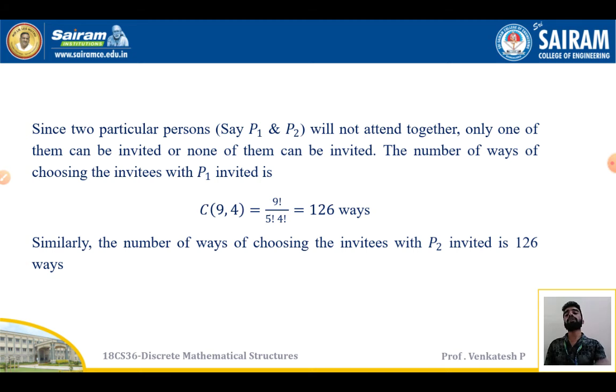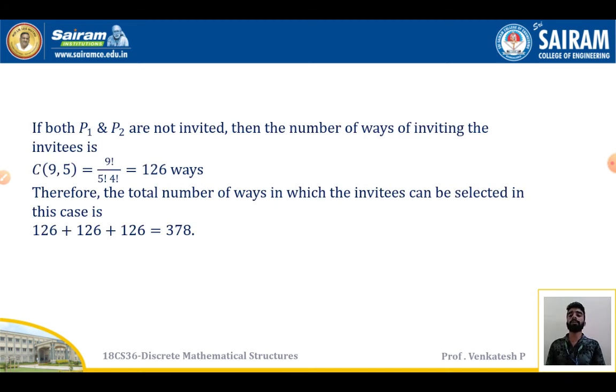Suppose if both P1 and P2 are not invited, then the number of ways of inviting the invitees is C(9,5). It will be equal to 9 factorial by 5 factorial into 4 factorial, which is 126. Therefore, the total number of ways in which the invitees can be selected in this case is 126 plus 126 plus 126. This first is if P1 is invited, this is if P2 is invited, and this one is if both of them are not invited. It will be equal to 378 ways she can invite.